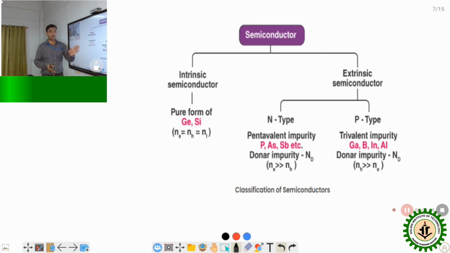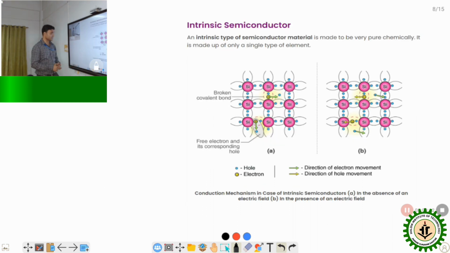So that means on the basis of the type of doping, the extrinsic semiconductor can be divided into N-type and P-type. This is the classification of the semiconductor. In the case of an intrinsic semiconductor, the material is very pure, no doping is there, no other atom is there. So that is the structure of the intrinsic semiconductor.